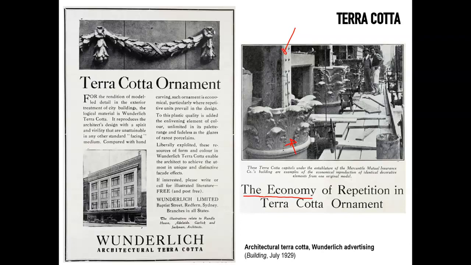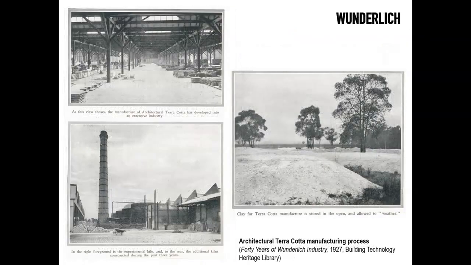The economy of repetition in terracotta ornament. So you have to imagine this is the time where stonemasons were still around. So suddenly you had this opportunity to achieve ornament in a much more convenient way, rather than employing stonemasons and carving the rock and working it out and relying on the skill. Terracotta is repetitive. You need one sculptor to get it right one time, then you're able to repeat it many times. And so they did.